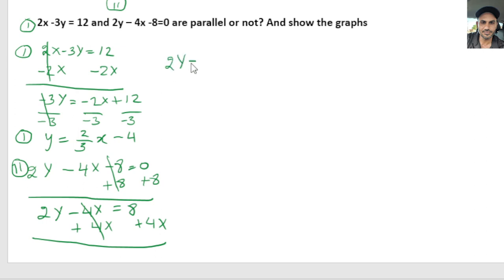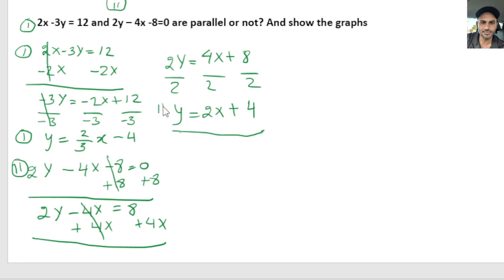2y equals 4x plus 8. And now we divide 2y by 2 and everything else by 2. So we can get just y equals, 4 divided by 2 is 2, times x, and then 8 divided by 2 is 4. So we are left with this equation. Alright, so this is what we're left with. So this is our second line.